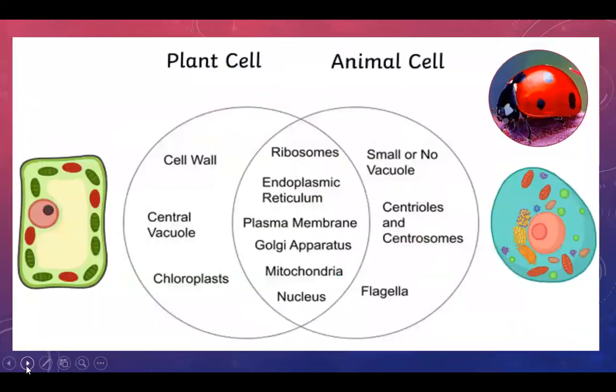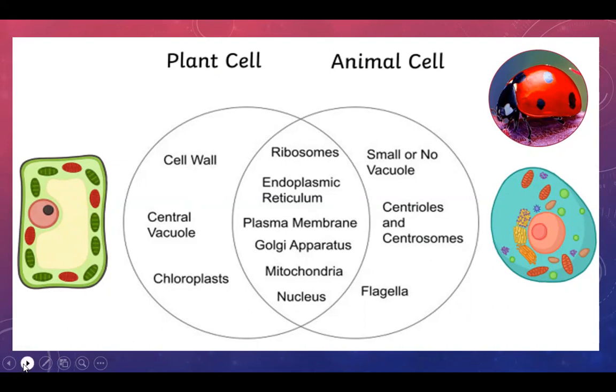Okay, next slide is the comparison. The things that are present only in the plant cell are cell wall, central vacuole, and chloroplast. The things which are present only in the animal cells are either no or small vacuoles. Then centriole and centrosome, we haven't discussed their function, but centrioles are helpful in cell division actually. And flagella is not a very common structure, but it might be present in some of the motile animal cells. The motile animal cells are the ones that can move from one place to another. And flagella is a thread-like growth that helps in their movement. The things which are common in both are nucleus, cytoplasm, plasma membrane, mitochondria, Golgi bodies, endoplasmic reticulum, and ribosomes.